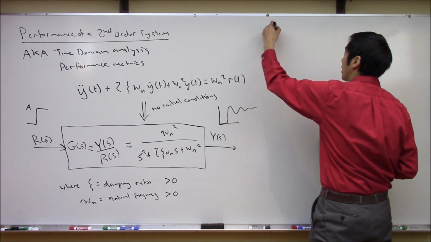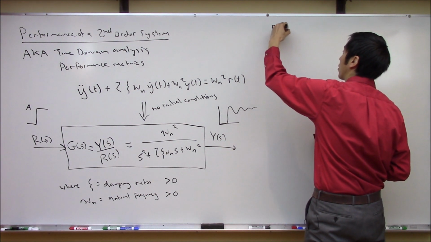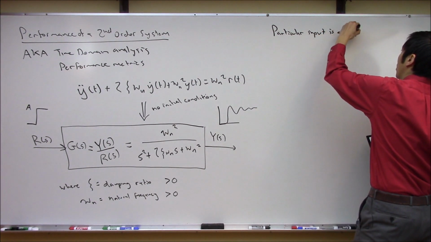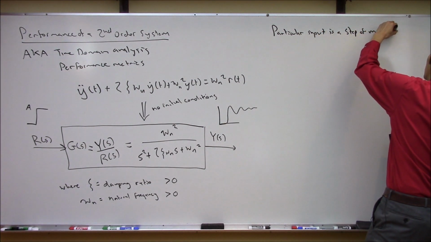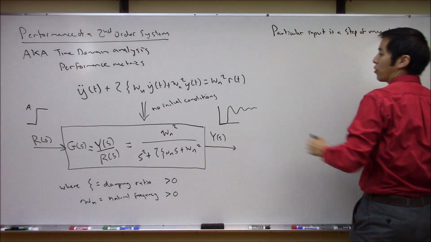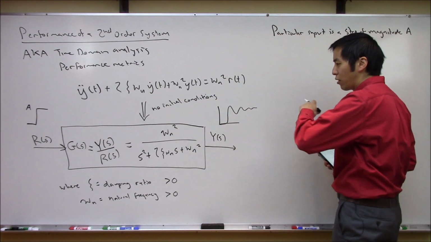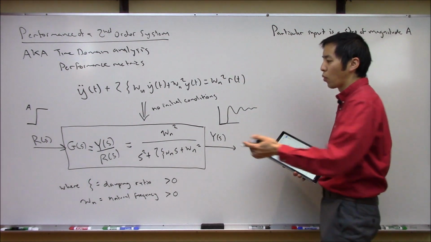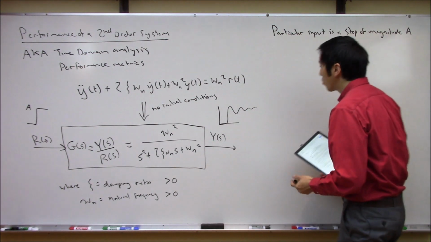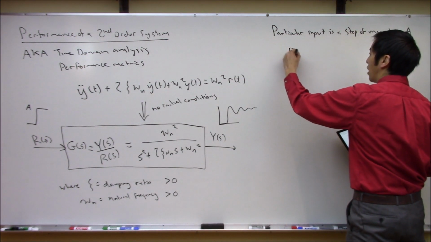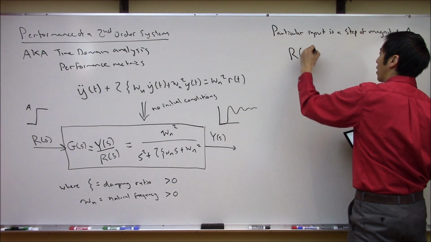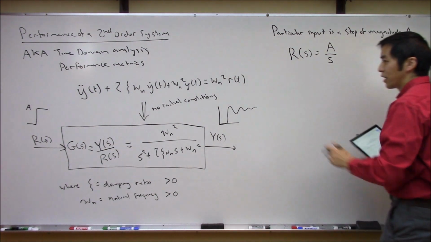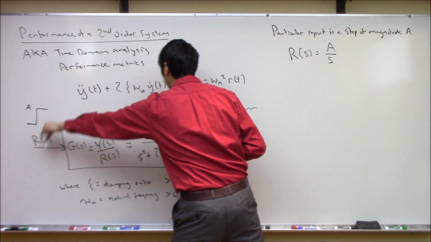So in other words, the particular input that we want to look at today is a step of magnitude A. It's just like the picture we saw over there: the input is just sitting there at 0, and then at time equals 0, we hit it with A units of force or whatever the input is to this system. So I think you all remember now that in the Laplace domain, a step of magnitude A looks like A over s, right? This is the Laplace representation of this step function.